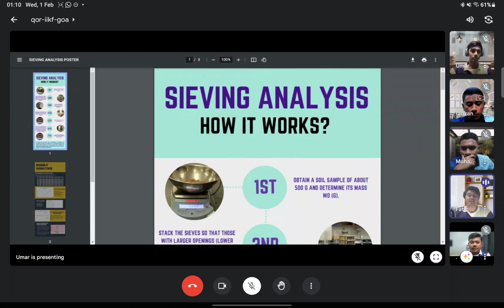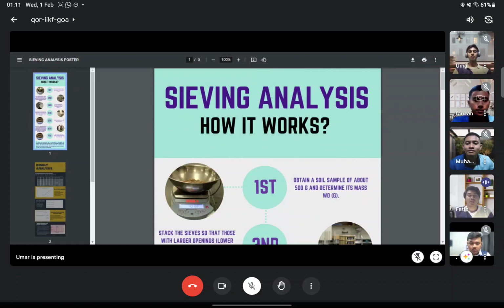We're from Group 6. We'll present about the sieving analysis experiment. First, I will introduce our team. My name is Fatih Gabra, and next, Umar Siddiq, Muhammad Hakimi, Muhammad Imran, and then Fauzan.